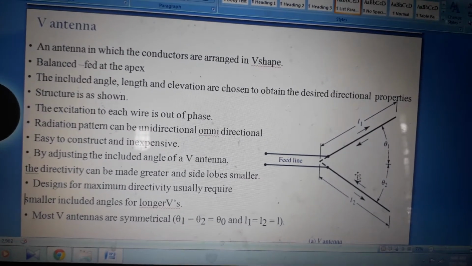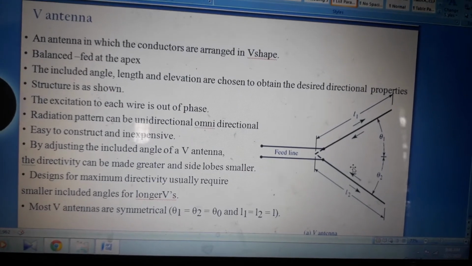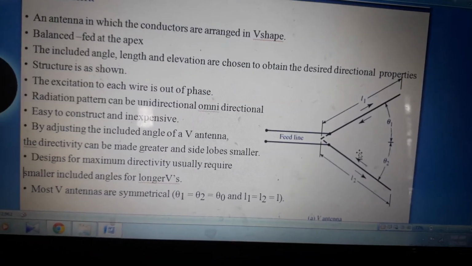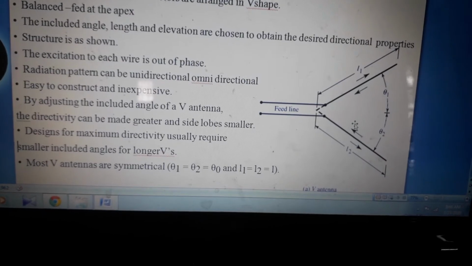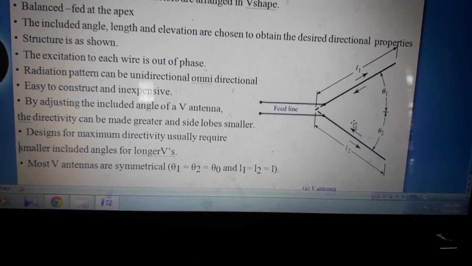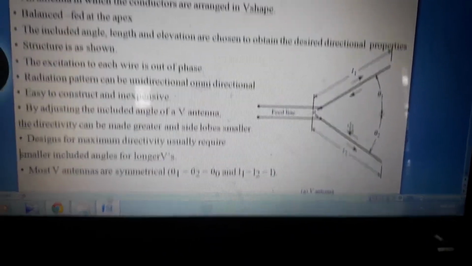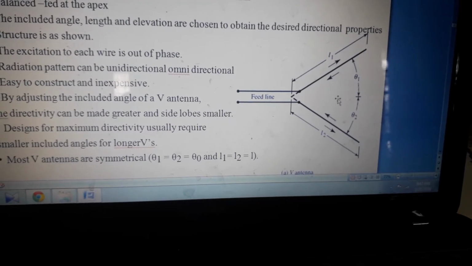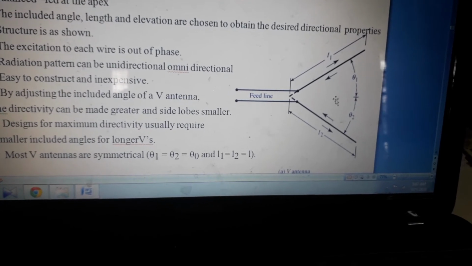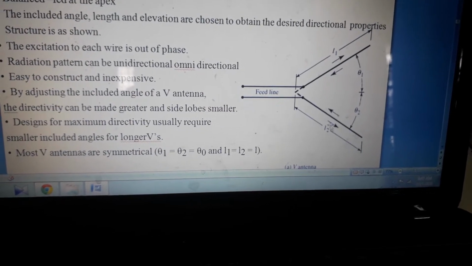The side lobes should be smaller in case of V antenna, and the designs for maximum directivity usually require smaller included angles. So the condition for maximum directivity is smaller included angles for longer V's. Most V antennas are symmetrical, that is theta 1 is equal to theta 2 and L1 equal to L2 is equal to 1. Here we can see theta 1 and theta 2, L1 and L2. In the symmetrical case, theta 1 is equal to theta 2 is equal to theta naught, and L1 and L2 are equal to 1.